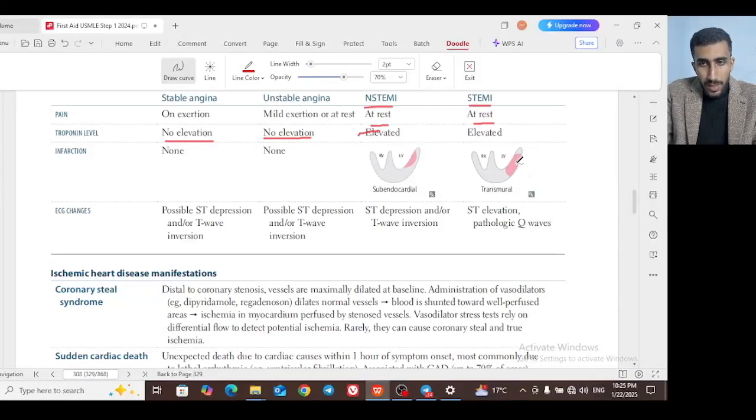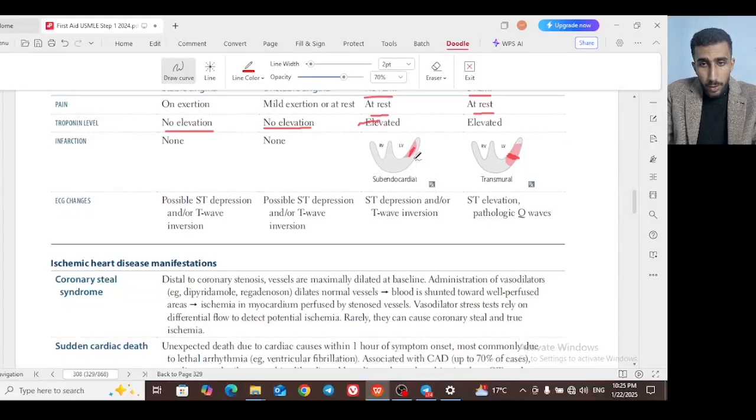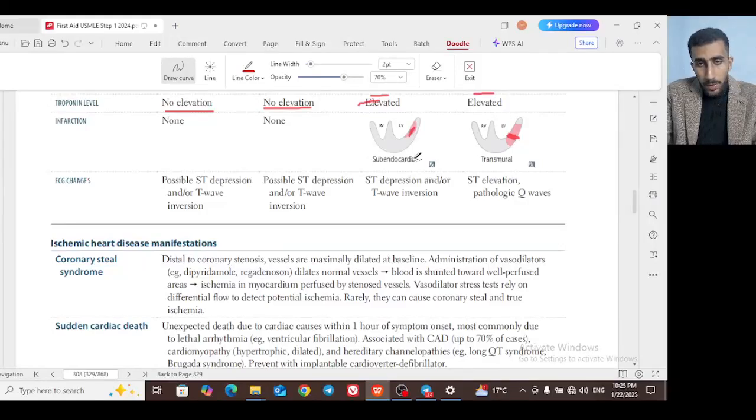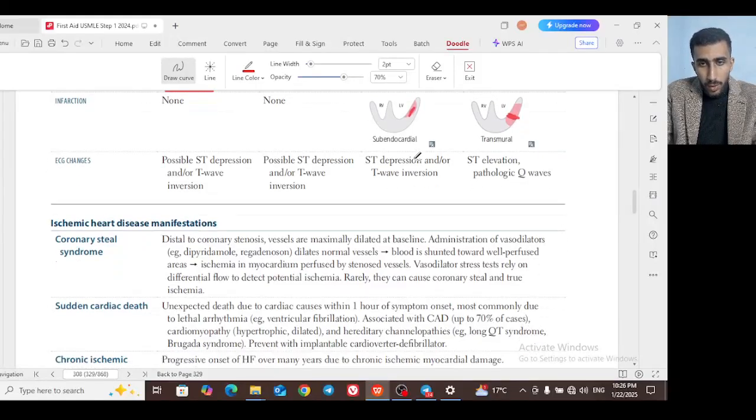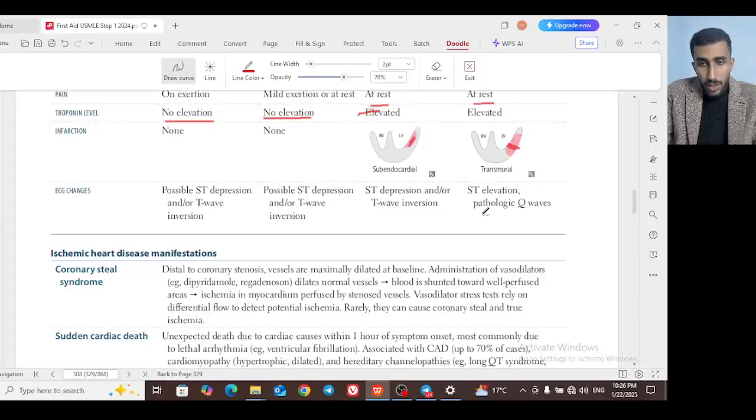For STEMI there is transmural infarction, all of the muscle is infarcted, but in non-STEMI there is subendocardial infarction, only the subendocardial part of the myocardial wall is infarcted. This is reflected in the ECG changes. For ST elevation myocardial infarction, from its name, there is ST elevation, and you may find pathological Q waves, but in non-STEMI you will find ST depression or T wave inversion.